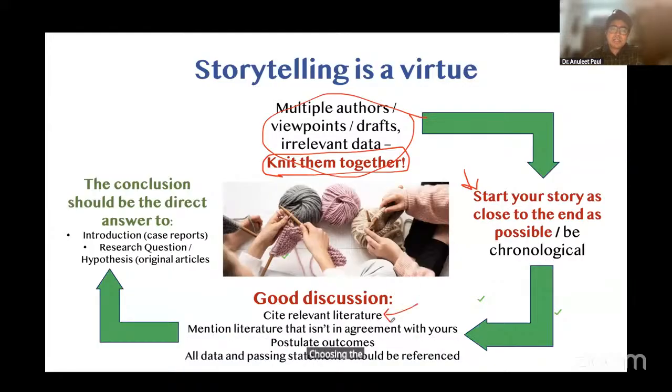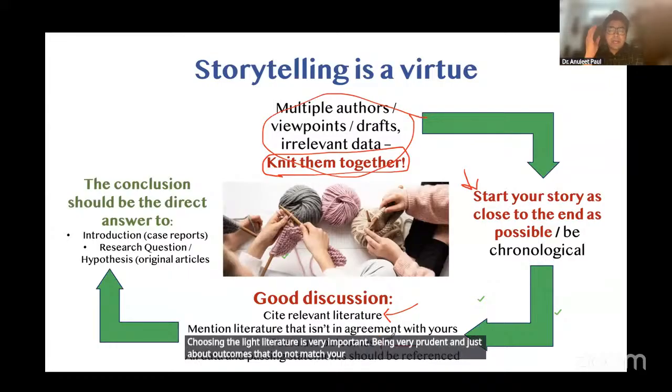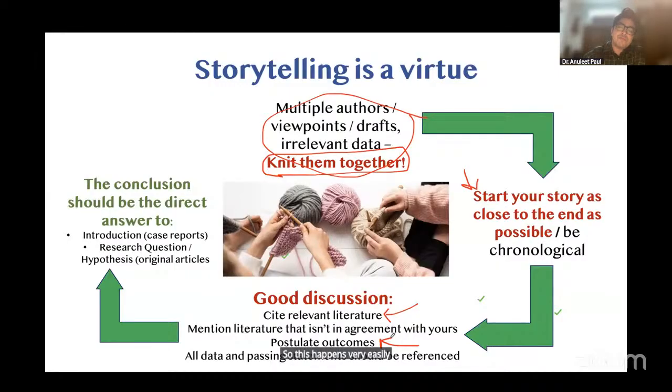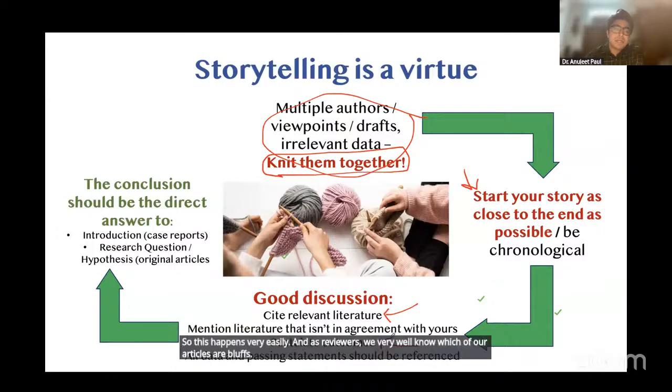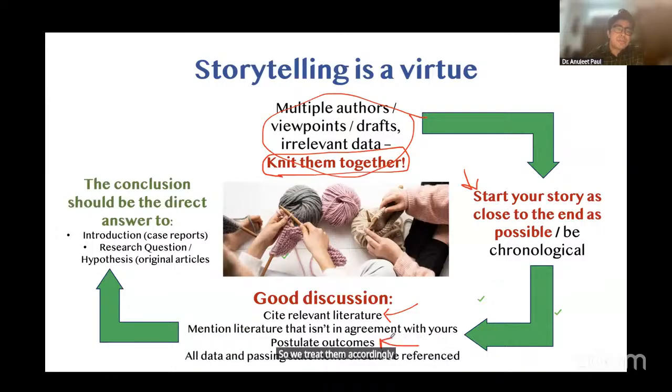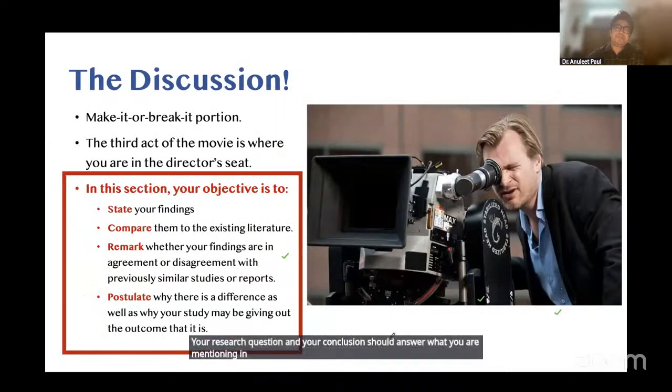Choosing the right literature is very important. Being very prudent about outcomes that do not match your outcomes is very important. It should not happen in a discussion that you found that A is equal to B and you only cite the articles where A is equal to B and don't cite any articles where A is not equal to B. This happens very easily, and as reviewers, we very well know which of our articles are biased, so we treat them accordingly. And the conclusion should be very direct. Your research question and your conclusion should answer what you are mentioning in your introduction.